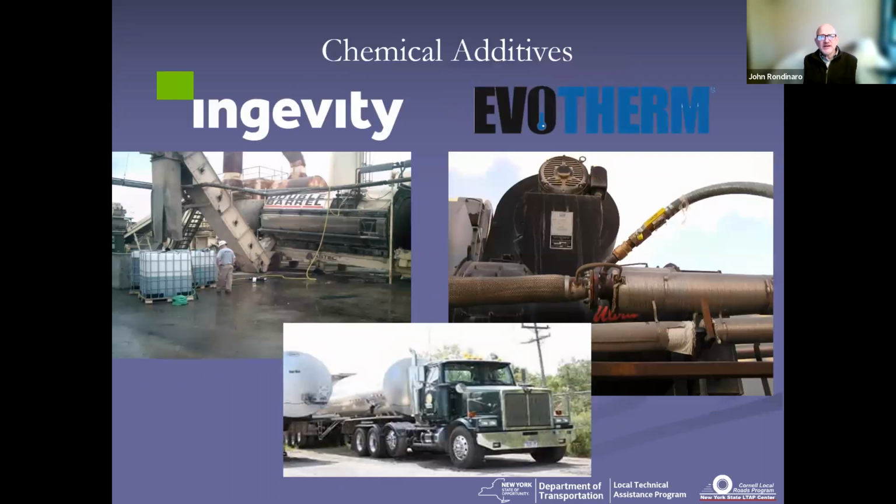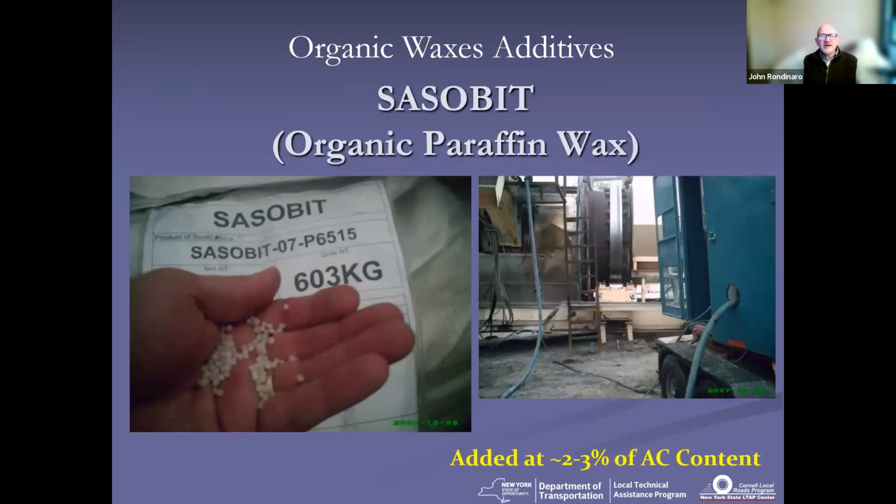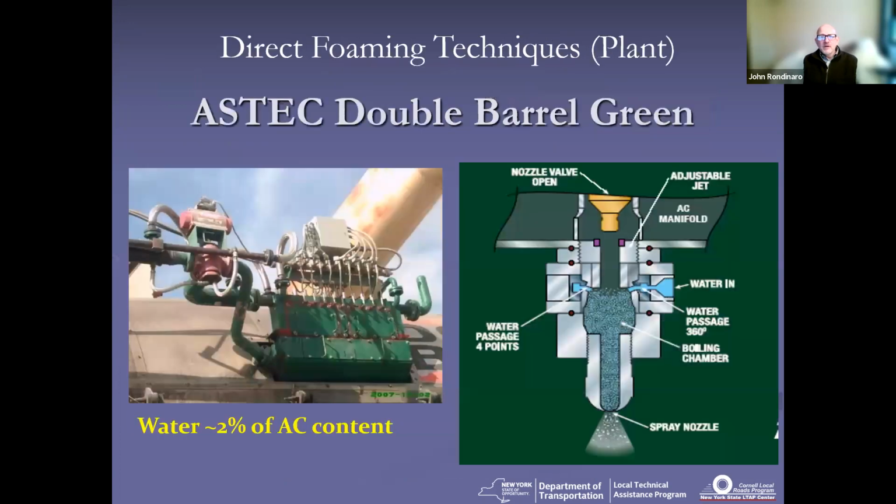Here's an example of a chemical additive. It's the Ingevity Evotherm product, and that chemical is injected either at the asphalt terminal or the asphalt plant. In terms of your organic additives, a good example is the Sasabit wax, and those wax pellets again can be introduced either at the asphalt terminal or the asphalt plant. In terms of foaming techniques, first we'll look at the direct foaming technology, and a good example of that is the Astec double barrel green technology, and it's a water injection system that sprays the water into the system and allows that asphalt to foam.